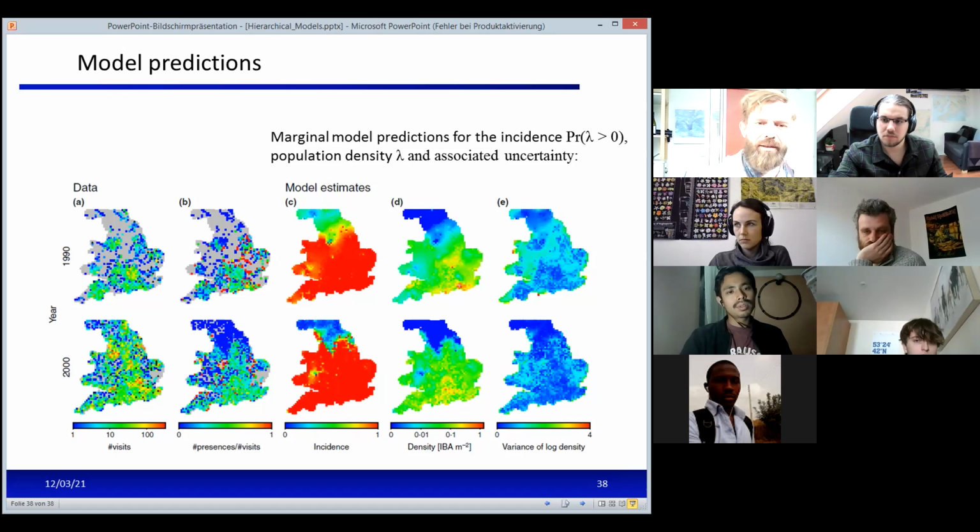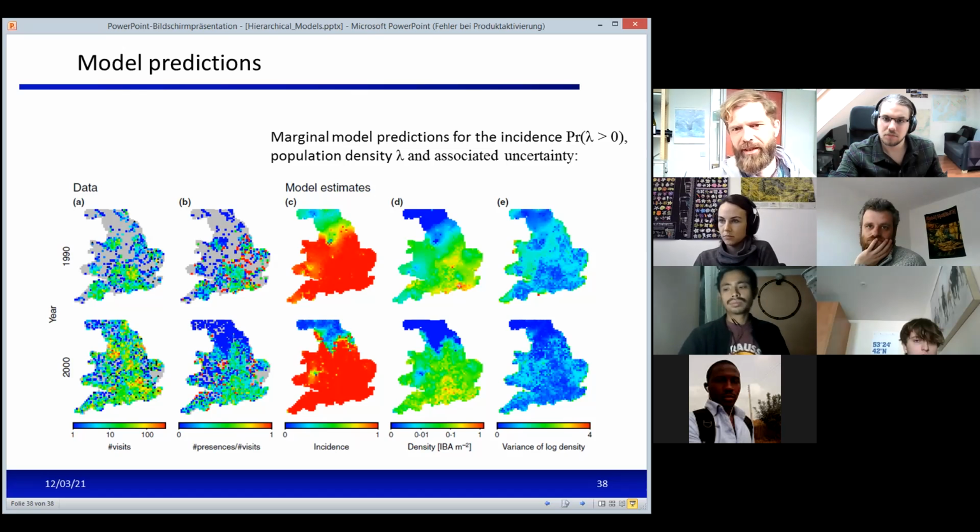Because by combining these data, we could make use both of the direct link of the transect monitoring scheme to abundance and the large coverage of the records from the Atlas project. And the key here was to also use the data to learn about this relationship between population density and the chance that a species shows up in these opportunistic occurrence records.